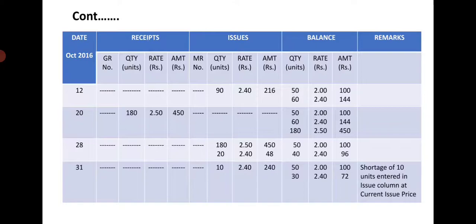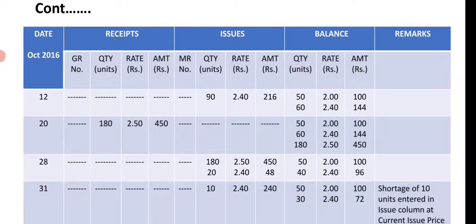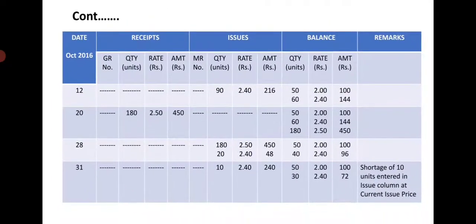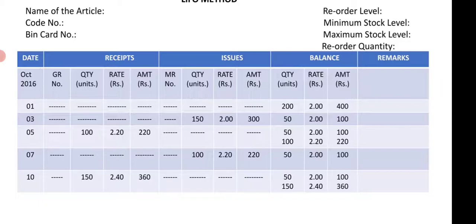Next date of transaction is on 12/10/2016, issued 90 units. So units to be issued are 90. So we must see the last balance. Last balance are 50 units at the rate of 2.00, 150 units at the rate of 2.40. So the latest or last price is 150 units at the rate of 2.40. From this batch we have to issue the goods.